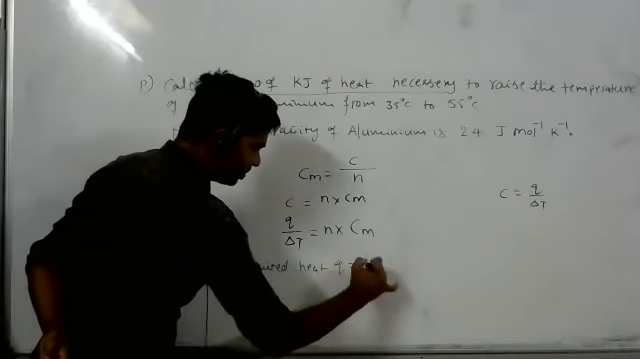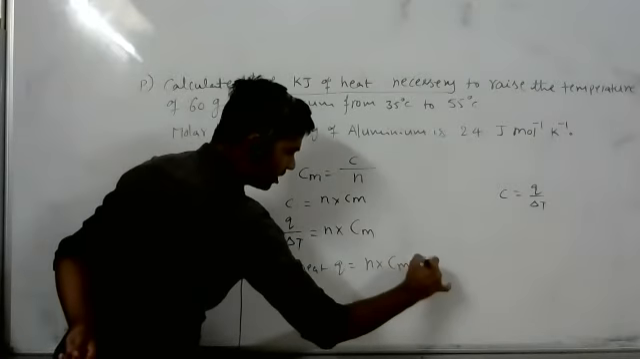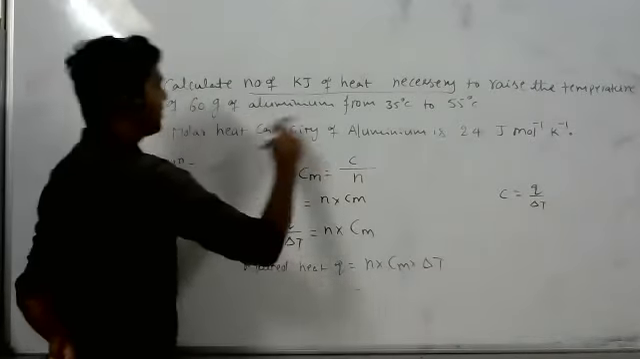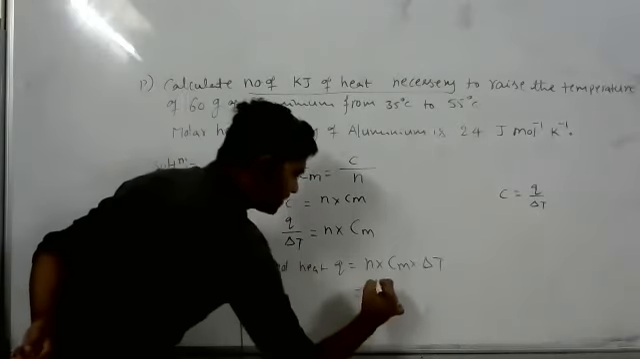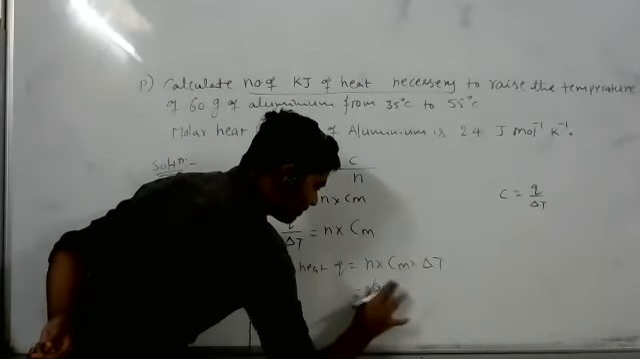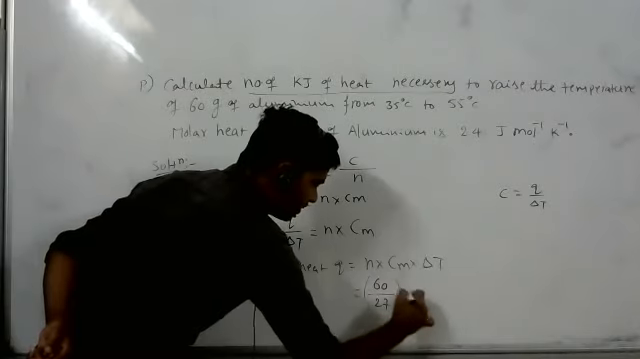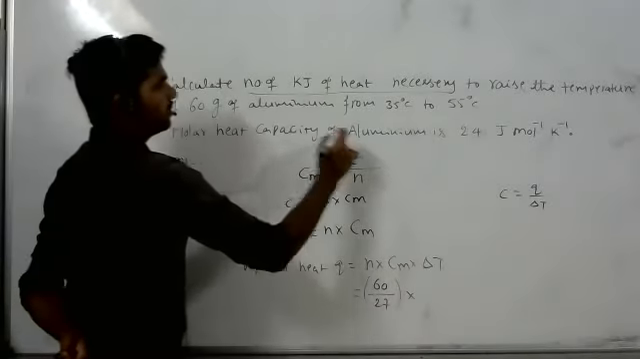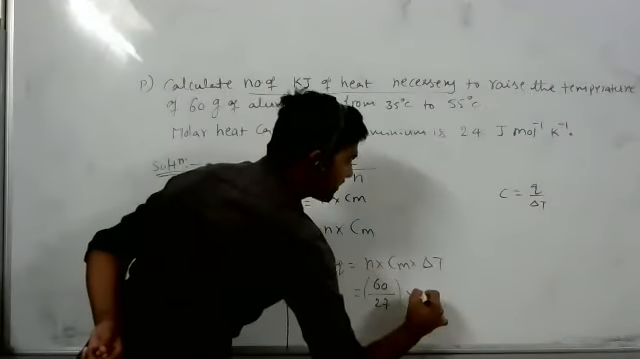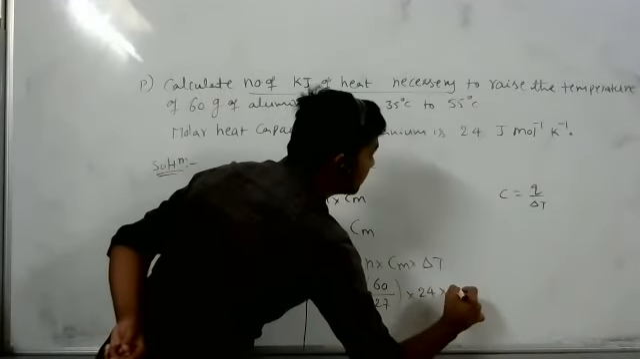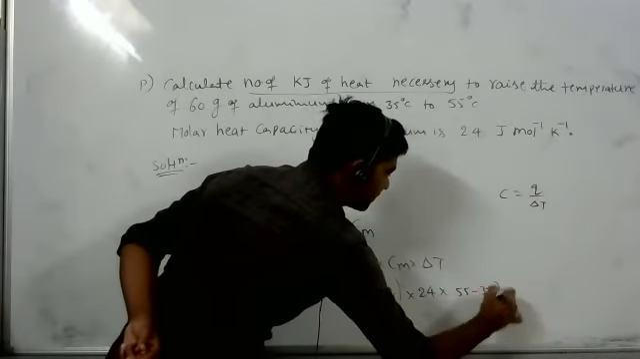Q is equal to n into Cm into delta T. Calculate n, the number of moles. Given mass of aluminum is 60 grams, so 60 divided by the molar mass of aluminum, which is 27, into the given molar heat capacity 24, into delta T, 55 minus 35.